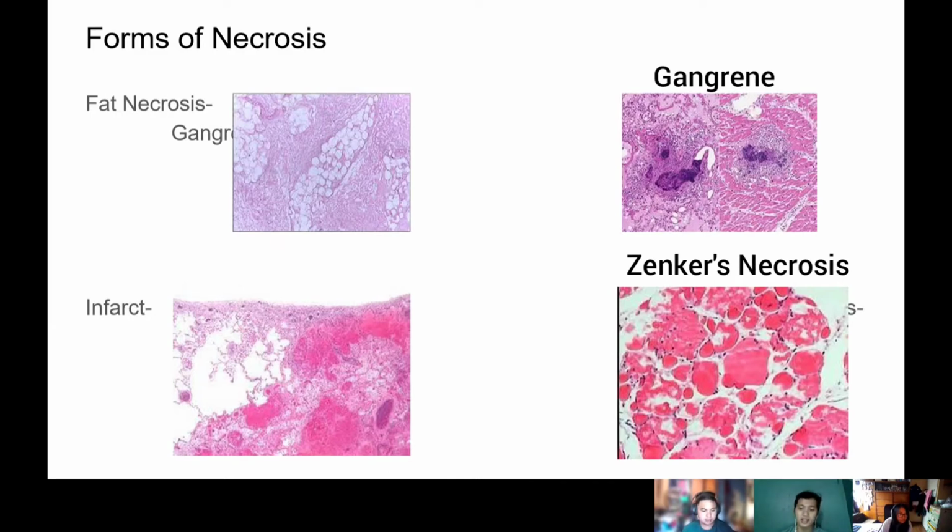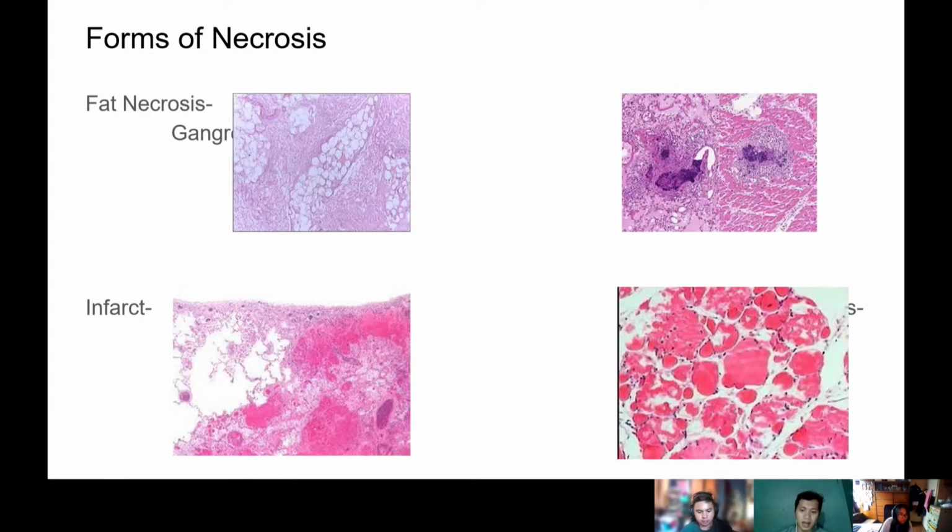Lastly is Zenker's necrosis, a severe glassy or waxy hyaline degeneration or necrosis of skeletal muscles in acute infectious disease. It is a prototype of a coagulative necrosis. This condition was named by Friedrich Albert von Zenker.